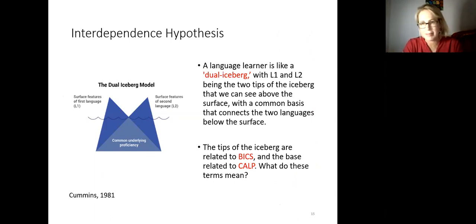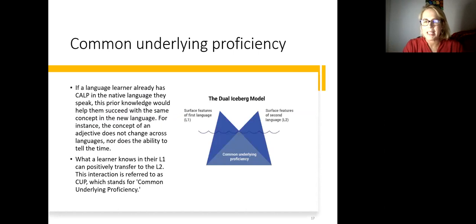Jim Cummins, who's a very well-known researcher, says that a language learner is a bit like an iceberg. And we all know how deceptive icebergs are. We can just see the little bit of ice sticking up above the surface of the water. But of course, what's underneath the water is very significant and very sizable. And he says that there is a common basis that connects the first language proficiency and the second language proficiency. And that common basis is their cognitive understanding. So if we want to teach our students effectively, we need to be able to allow them to access what they know in their first language so that they can apply it to the second language.